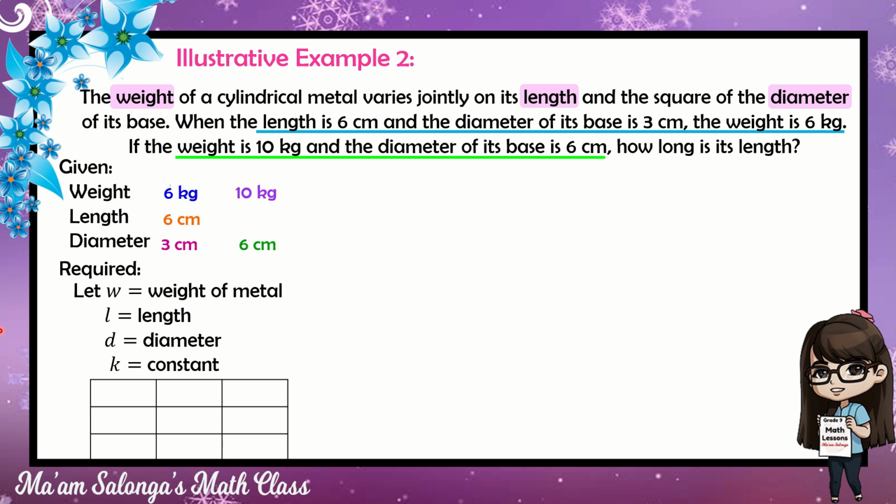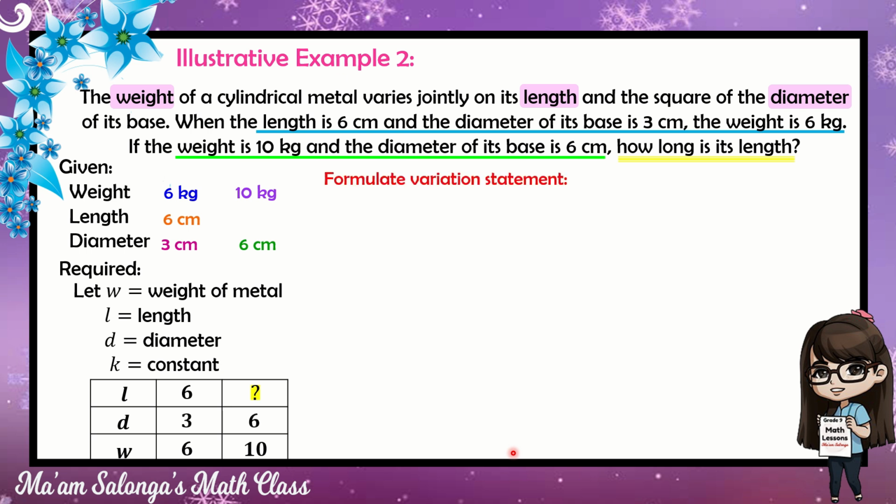Then let's create a table. So we will put the dependent variable W here, and then the two independent variables dun sa taas. Then ang unknown nga ay yung length, so we will put the question mark here dito sa row ng length. Let's input this given sa ating table. So we have the weight, which is 6 and 10. We have the length, which is 6 lang, kasi unknown yung isa. And we have the diameter, 3 and 6.